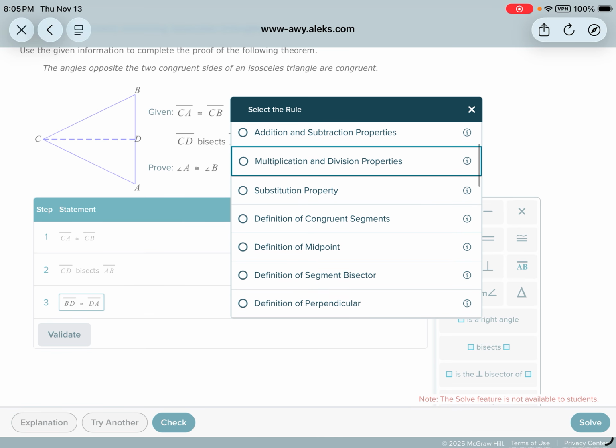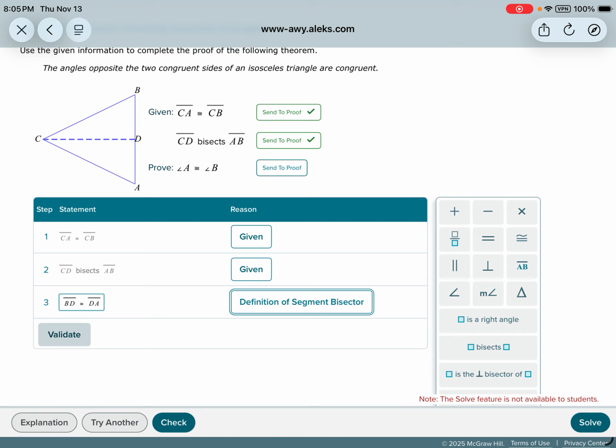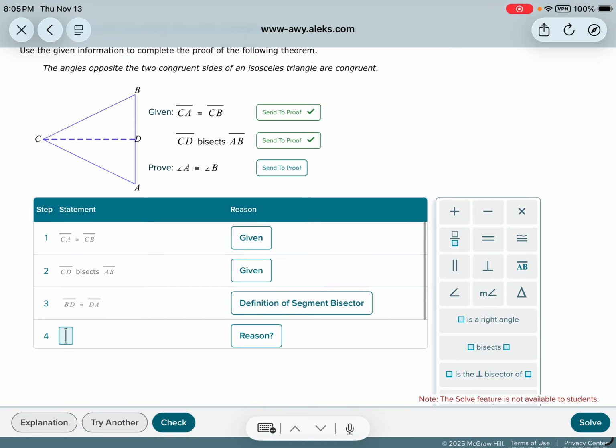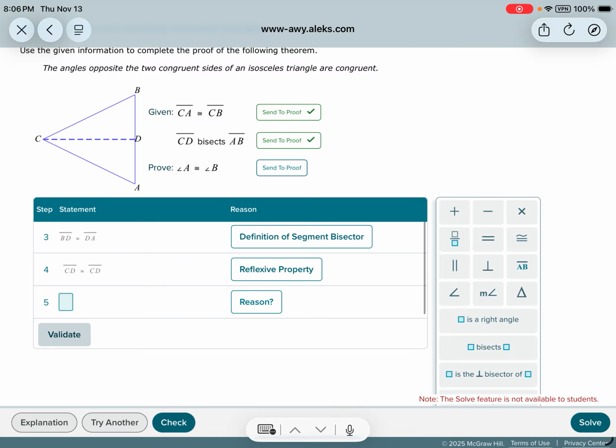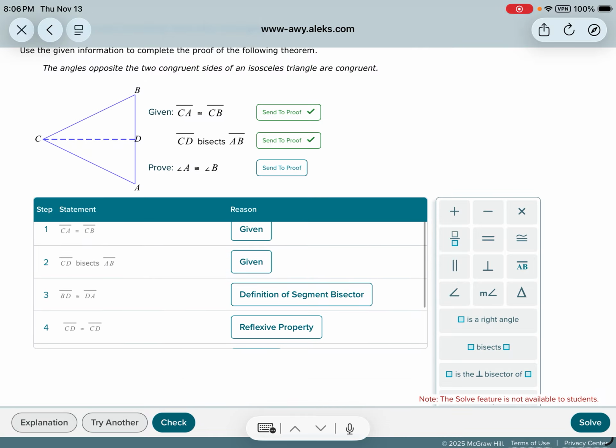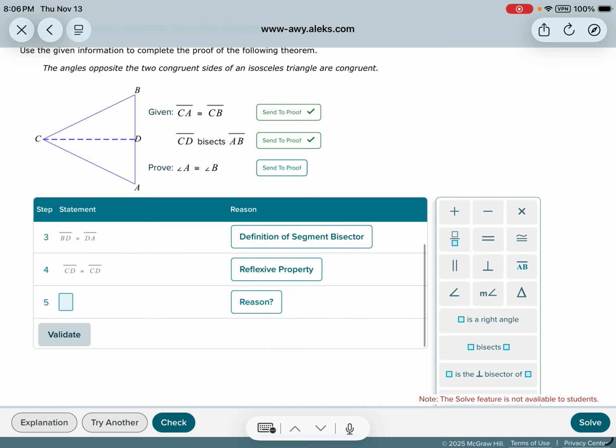That would be a segment bisector, because that's what it bisected. It bisected a segment, not an angle. And then our last piece would be that reflexive, that CD is congruent to CD. And then we have our three congruent statements. All of them are segments, so that would be side, side, side.